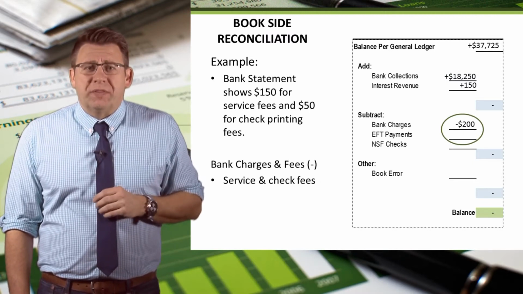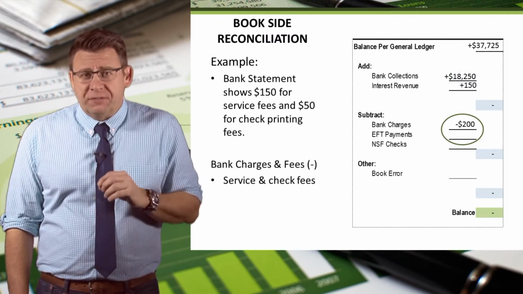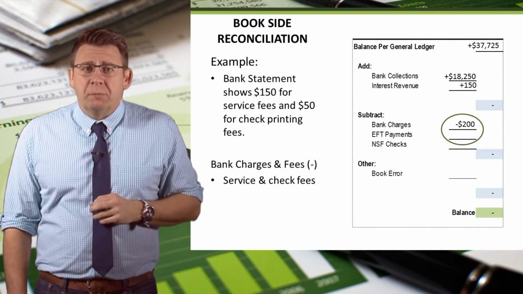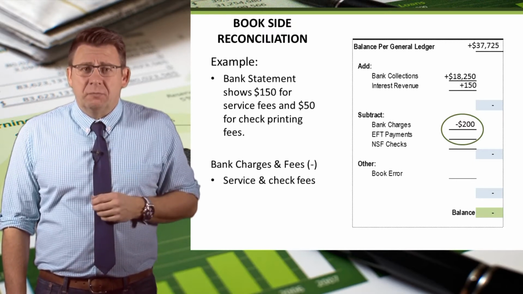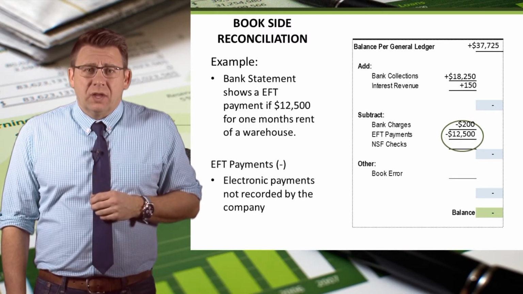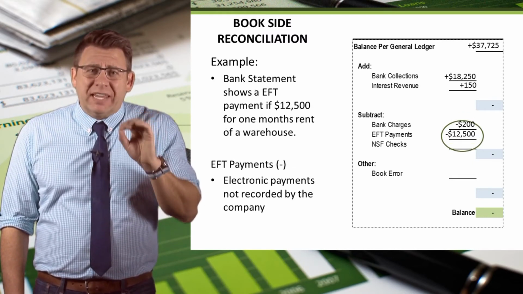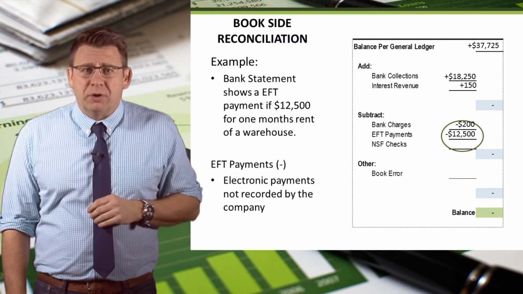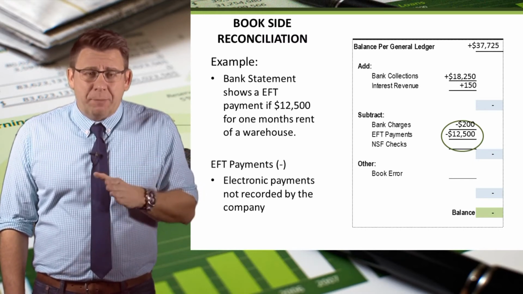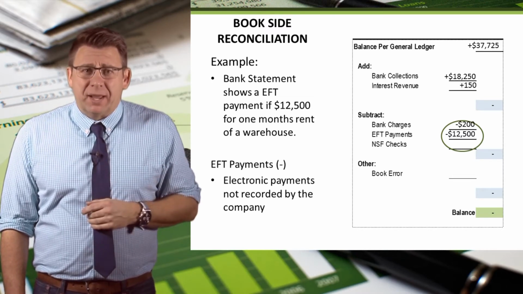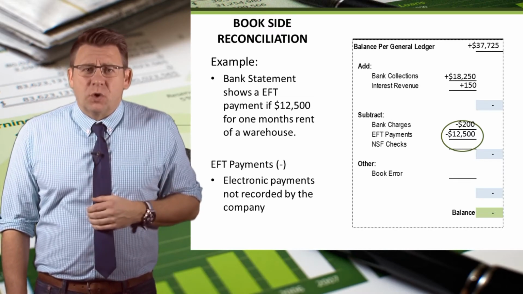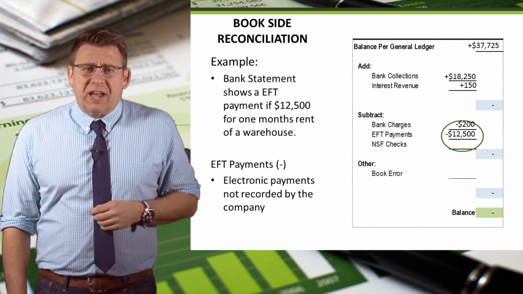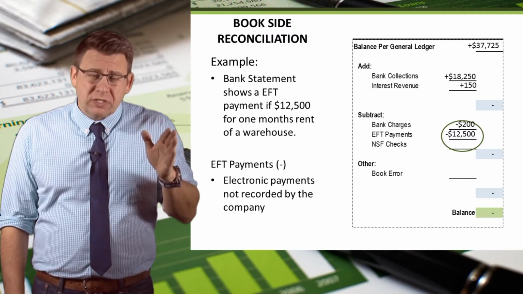Continuing, let's assume that the bank statement shows a service charge and fees of $200. We would deduct $200 from the book balance because it was deducted by the bank. Let's assume the bank statement shows an EFT payment of $12,500 that hasn't been recorded by the books. It's common that a company may have automatic payments set up. Let's assume this is for rent expense for a warehouse. We would deduct $12,500 from the book balance because it was deducted by the bank.